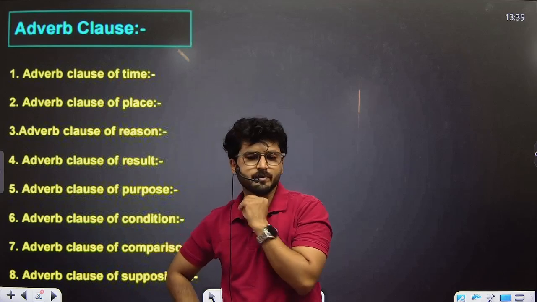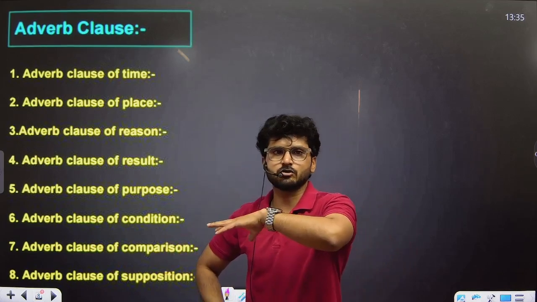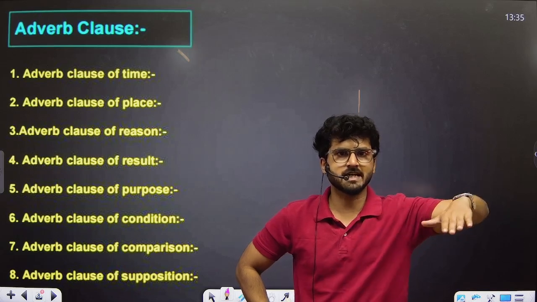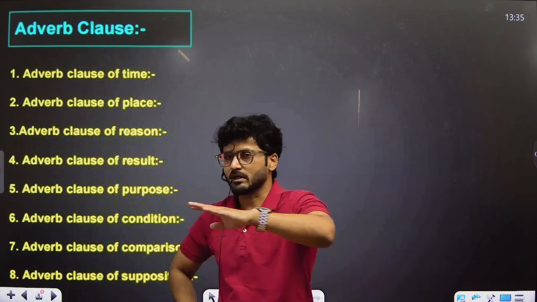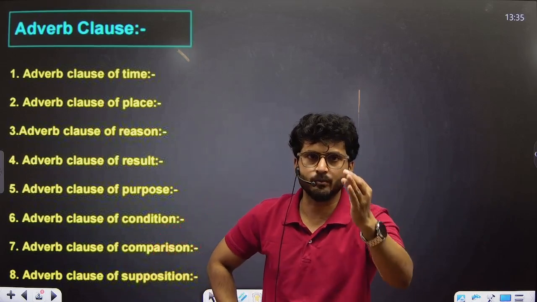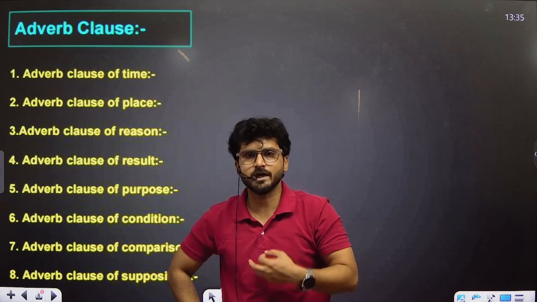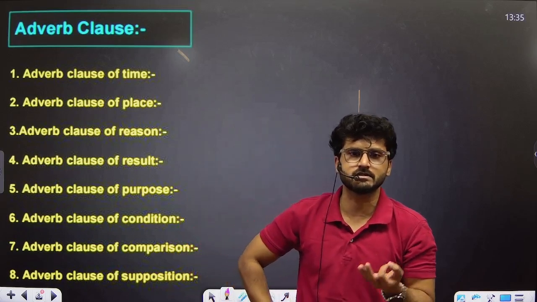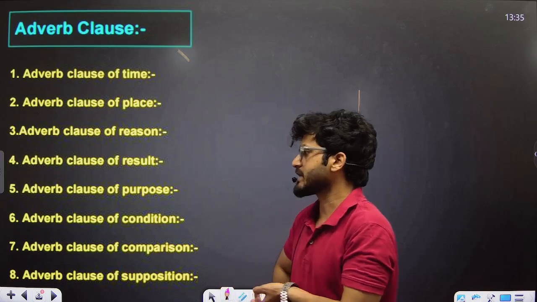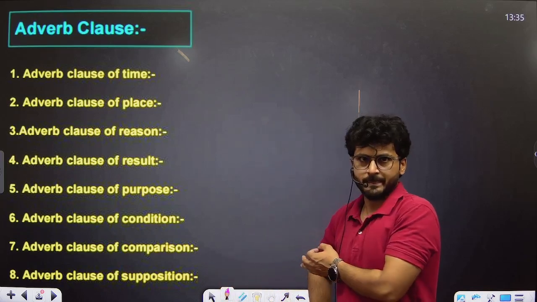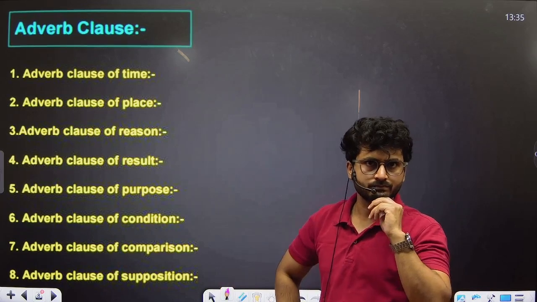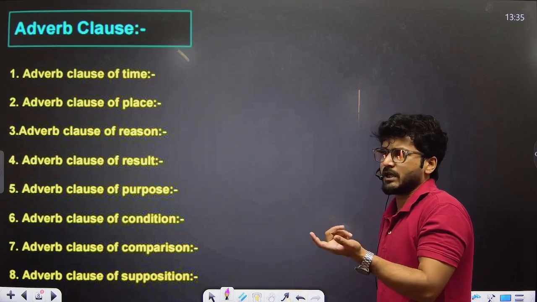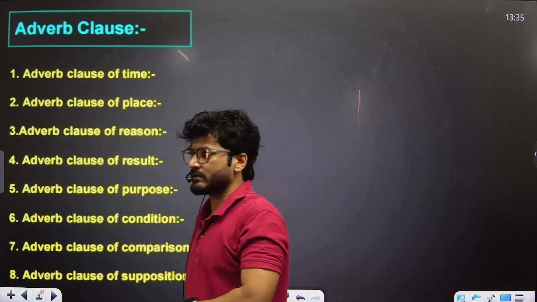In comparison, how do you compare? He is as lazy as the tortoise, as lazy as the snail. So as dash as, whatever words you use for comparison will be present there. It is very easy to identify the adverb clause of time, place, condition, situation. Supposition means when you are contradicting each other, talking about opposite things. Like however, if, though, yet, those kinds.